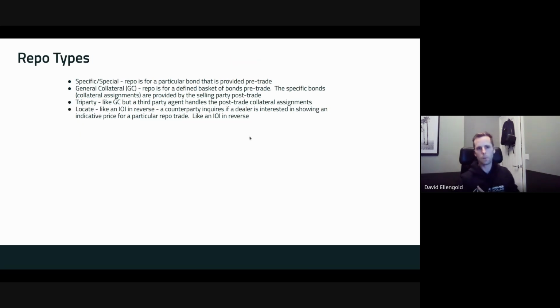Okay, so different types of repos. The most basic one is usually referred to as specific or special, and that's when you state up front what the bond is. So right from the beginning of the inquiry, or if it's trading on a club venue, what the bond is going to be. Then there's also what's referred to as general collateral.